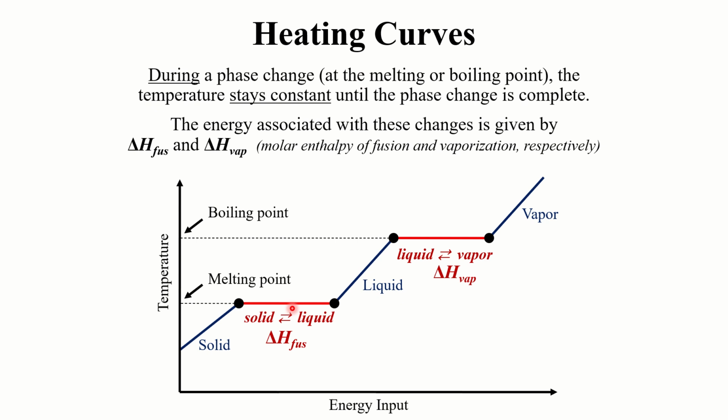Okay, then our other two places where we need to do calculations are on those flat lines. During a phase change, either at the melting point or at the boiling point, the temperature stays constant until the phase change is complete. The energy associated with these changes is given by ΔH fusion and ΔH vaporization, remembering that those stand for molar enthalpy of fusion and molar enthalpy of vaporization. So these two flat lines right here: converting between a solid and a liquid, fusion, and converting between a liquid and a vapor, vaporization.